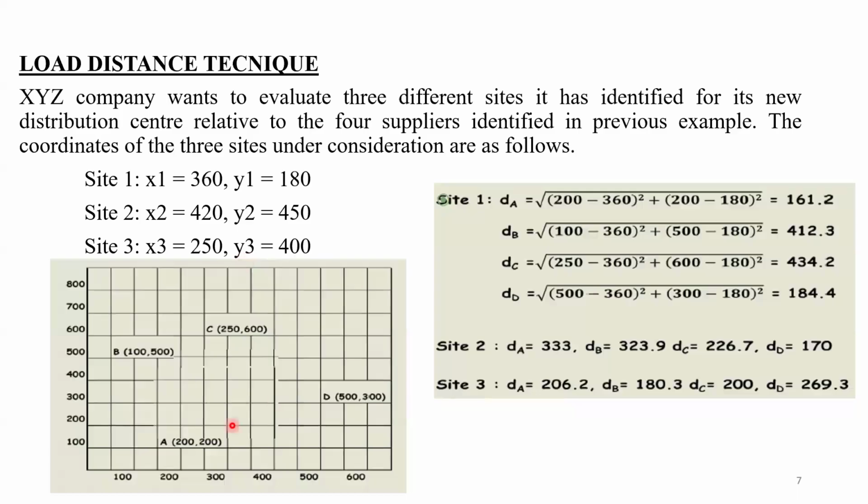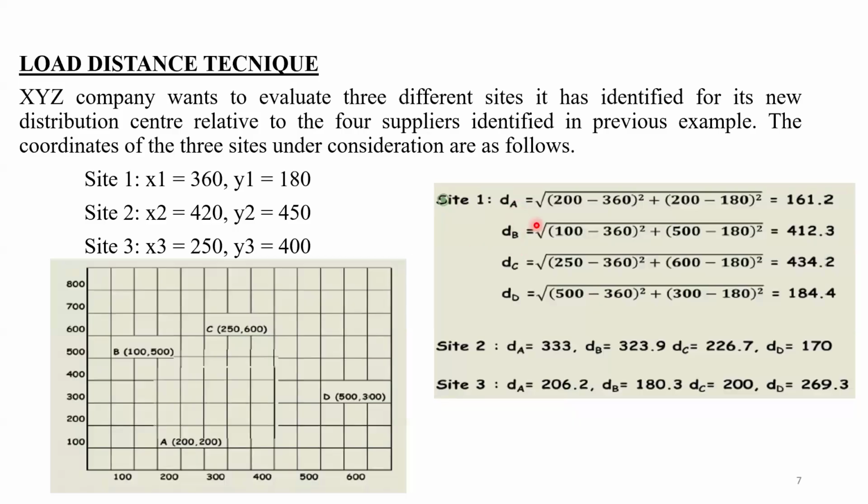So here, for the first site, site 1, you are going to calculate the distance. You have site A as 360 and 180, and my first is A of 200, 200. So 200 minus 360 from the site X1, and 200 minus 180 for the second. When you do so, you will be getting 161, 412, 434, and 184, so that you have a distance for site 1.